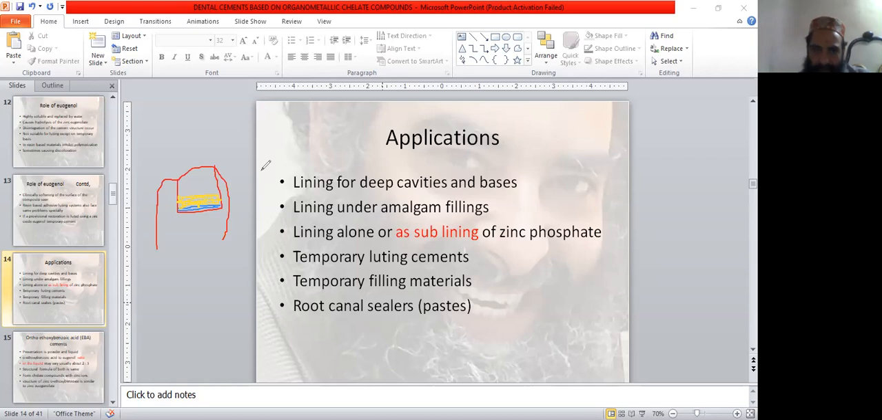So it can be used as temporary luting cements, temporary filling material, and widely used as root canal sealers. It is also available in paste form.